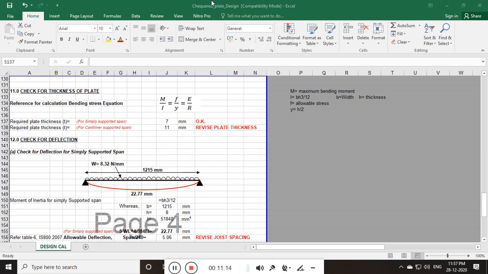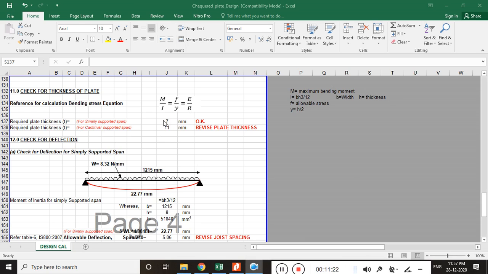Actually, I had paused this video just to describe this. What we have done is equate this equation so that we can easily calculate the thickness T. We have used this formula only, M by I equated with f by y.